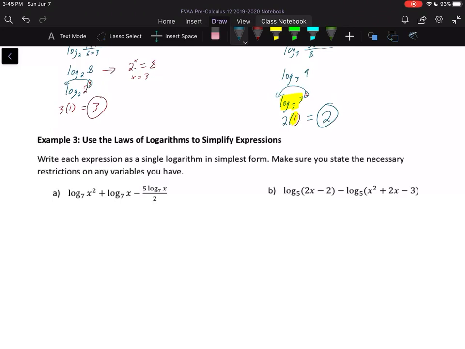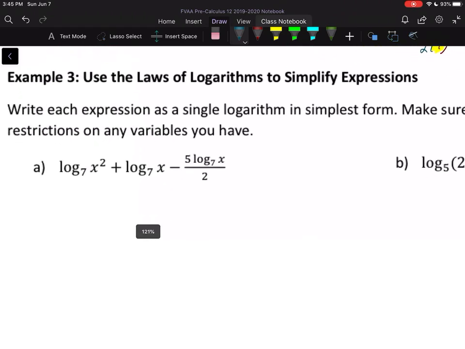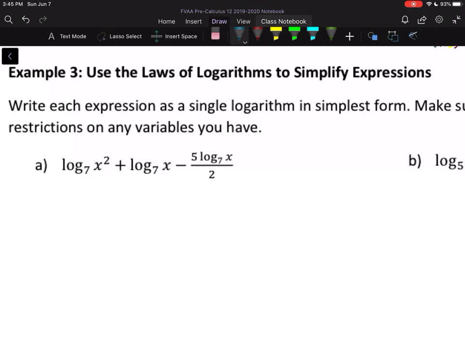So let's take a look at some of these. Write each expression as a single logarithm in simplest form. Make sure to state any necessary restrictions on any variable you have. Okay. So let's start off by putting this into a single logarithm base 7 kind of expression here.